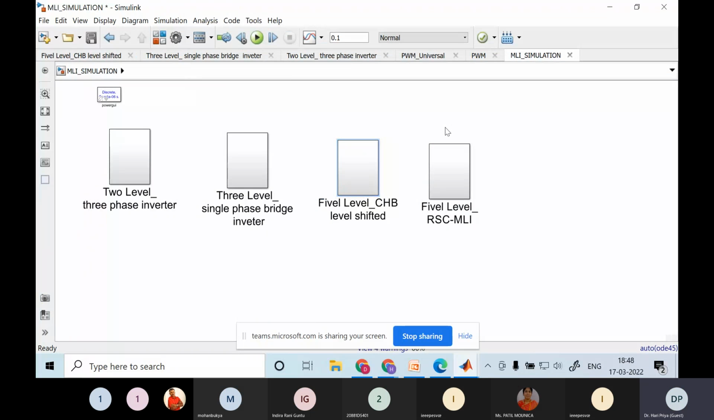Is the screen visible where you can see the MATLAB? Yes, ma'am.